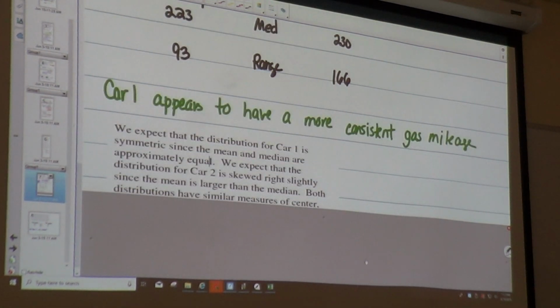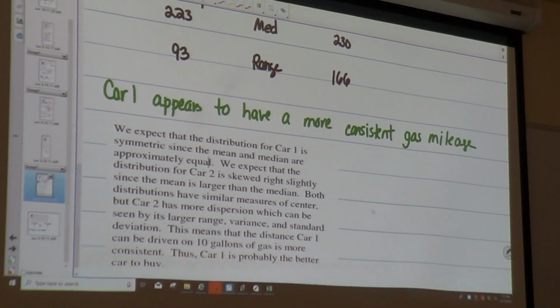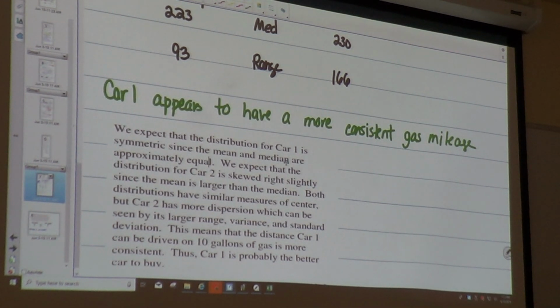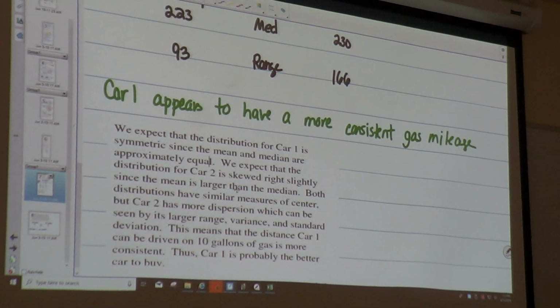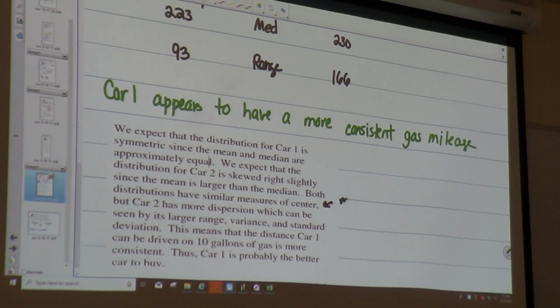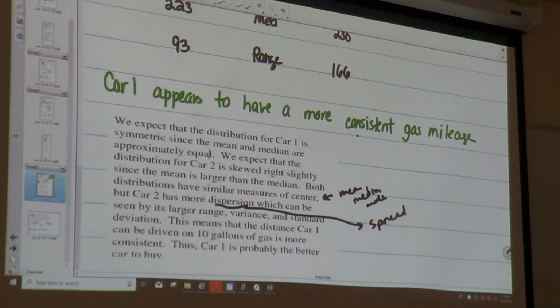So this is saying car 1 is more consistent. We expect it to be symmetric. The mean and median are approximately equal. Car 2 is skewed to the right because the mean is larger than the median. They both have similar measures of center. Remember, the center are the mean, the median, and the mode. Car 2 has more dispersion. The dispersion is the spread, which means it has a larger range, larger variance, larger standard deviation. So car 1 is probably the better one to buy, mainly because of exactly what y'all said. It's more consistent. It's more reliable.